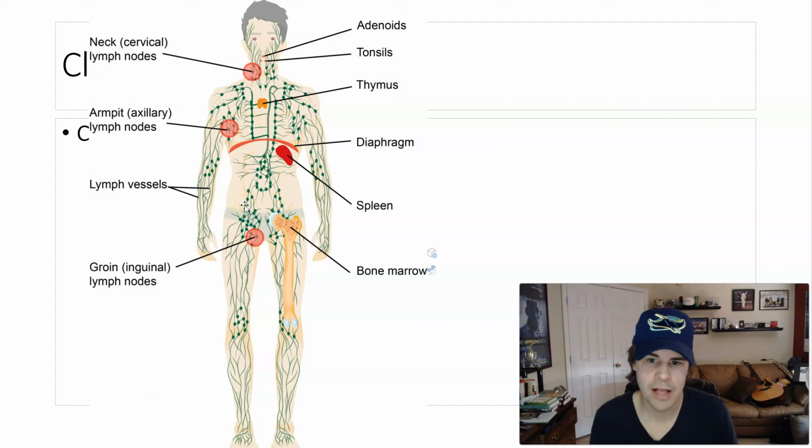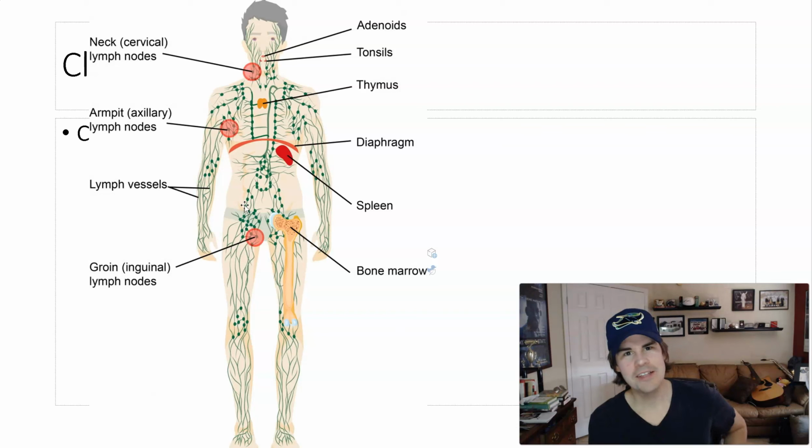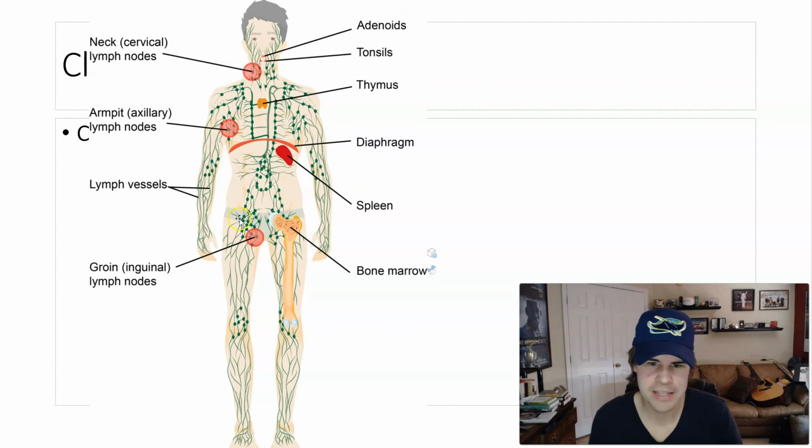I'm not sure if we'll be able to dissect the cat this year, but hopefully. And I know one of our students is really looking forward to that. But the spleen, you'll very clearly see the spleen right there. It's very, very easy to see. The groin, and the bone marrow.